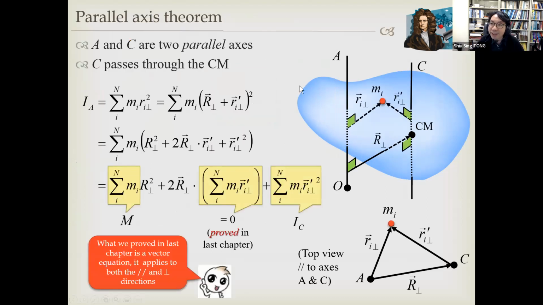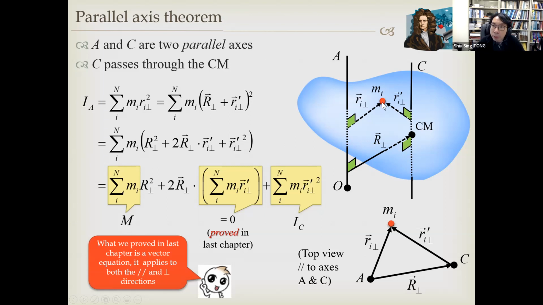Now this is a horrible thing. Now I draw an axis A and an axis C like this, and I draw a vector from a point on axis A to a point on axis C. I call this vector capital R perpendicular vector. Now this vector is perpendicular to both axes. So I draw a green square to denote that this vector is perpendicular to both axes.